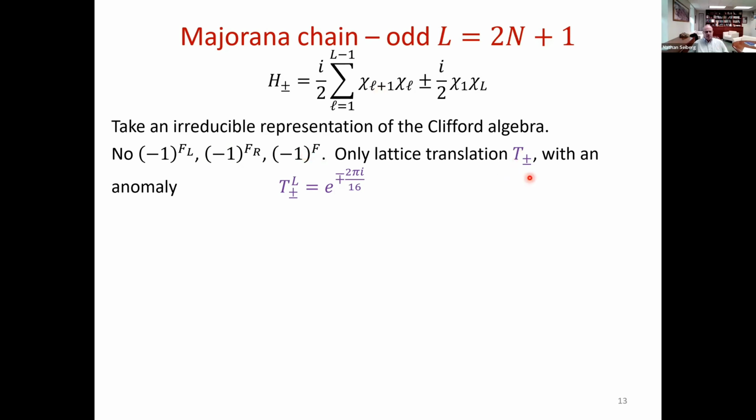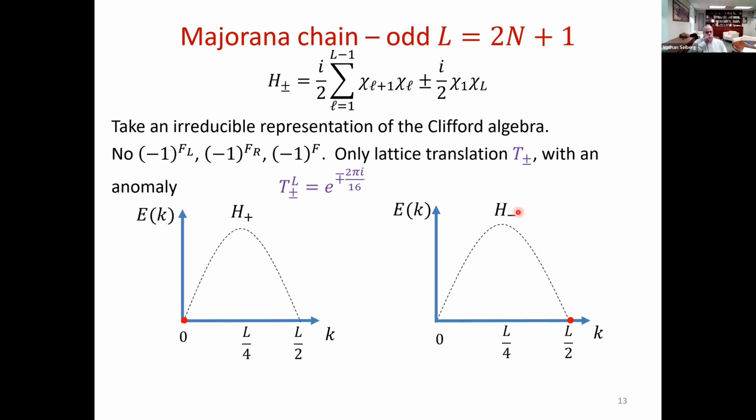And when we analyze the system in more detail, we see that T to the L, either with a plus sign or with a minus sign, is not 1, but instead it's a funny phase with 1/16. In fact, for the experts in the audience, the 1/16 already tells us that we must be doing something right, because theories of Majorana fermions always have various things with 1/16.